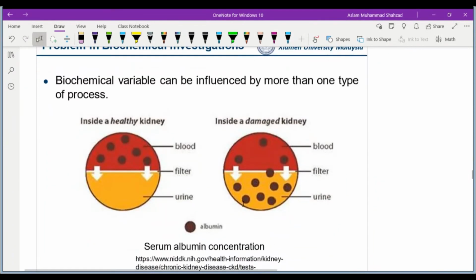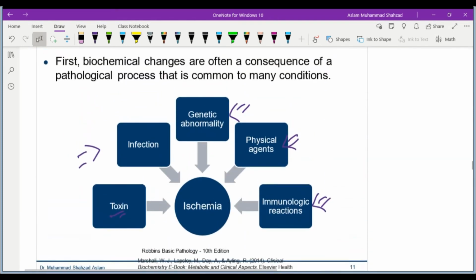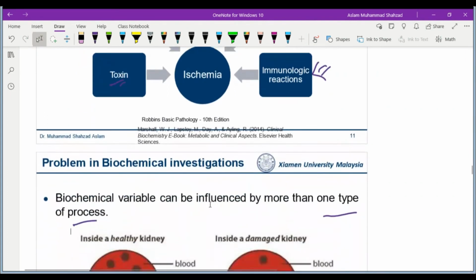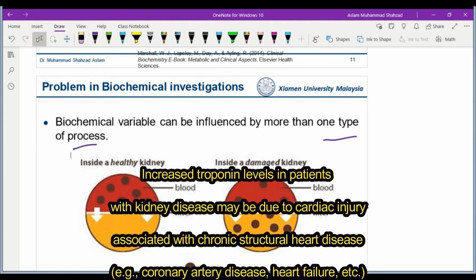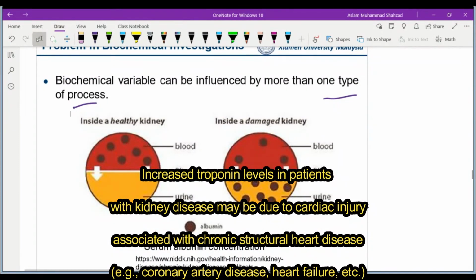The other problem in biochemical investigation is that a biochemical variable can influence more than one type of process. So we need to see the process as well, because sometimes a biochemical change is not linked only to etiology. We may discuss that there are different etiologies of a single disease, but if it is a different process, we are not able to determine the process. For example, I gave you one example of a patient having kidney damage.